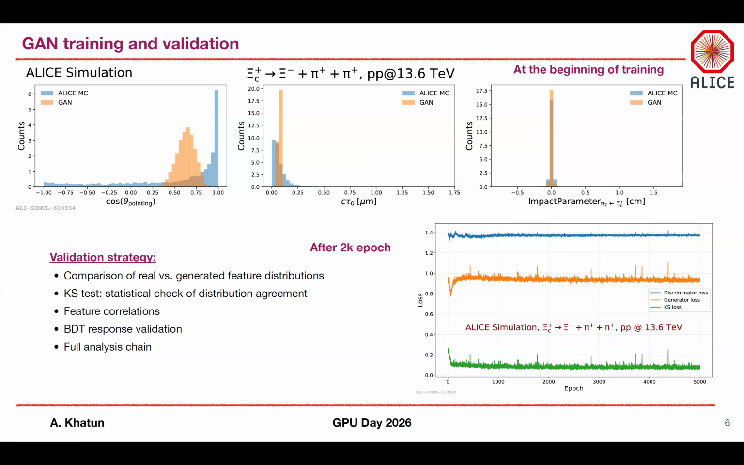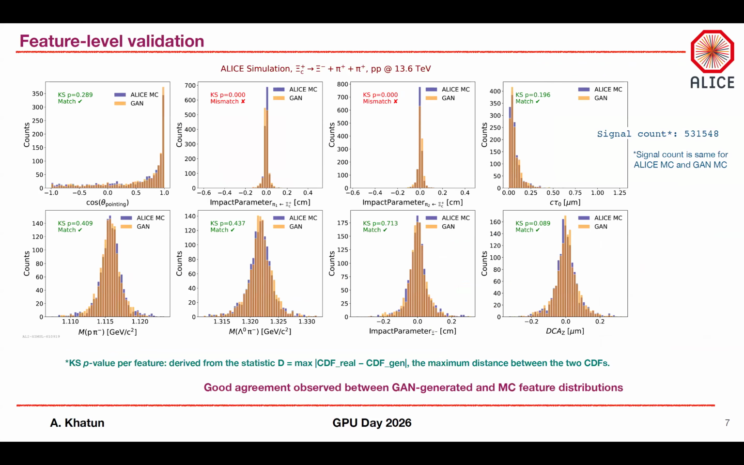Here you can see once the training starts, it's very different. This is the ALICE Monte Carlo, our base Monte Carlo, and this is the synthetic one. It's very different at the beginning of training, and after 200 epochs you can see the training stabilizes. We also use some Kolmogorov loss and generative loss to constrain our training. Finally, we have a validation strategy. We compare real versus GAN Monte Carlo feature distributions, Kolmogorov tests, correlations, PDT validations and so on. I will go through them one by one.